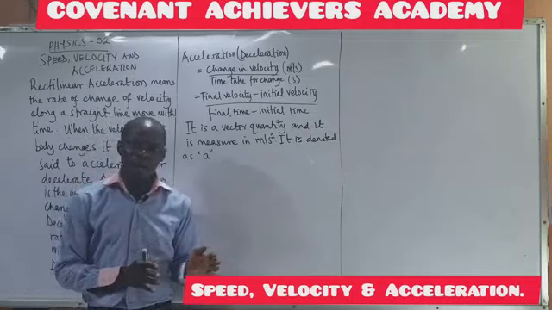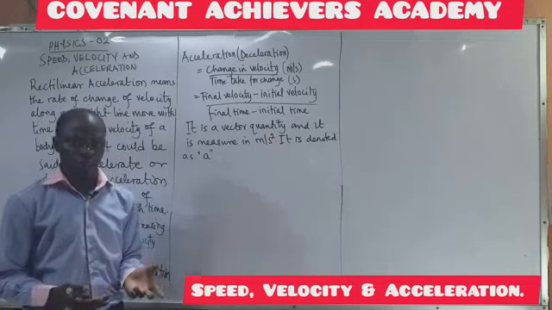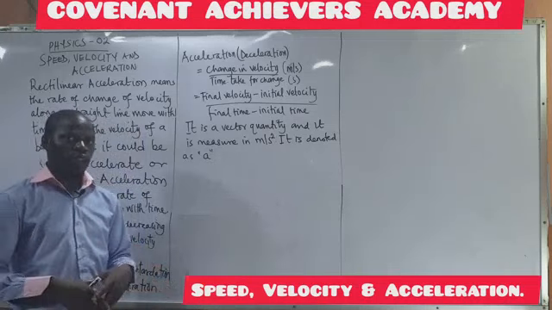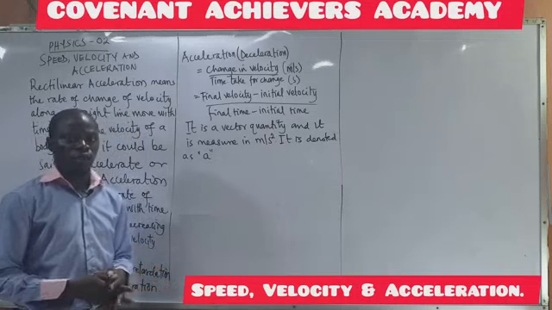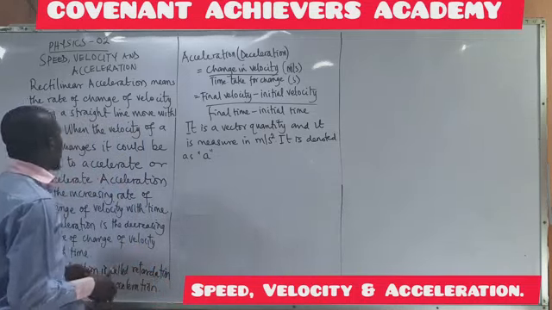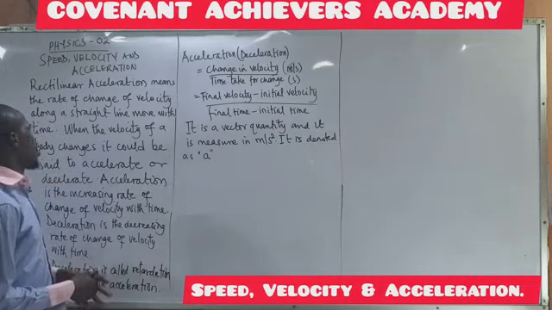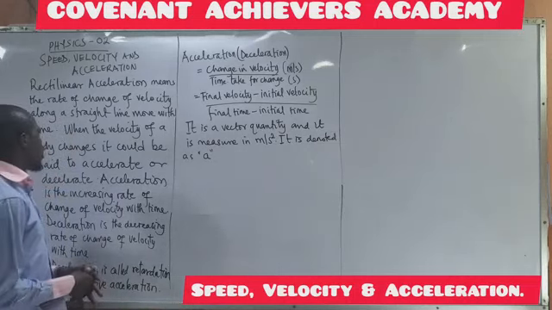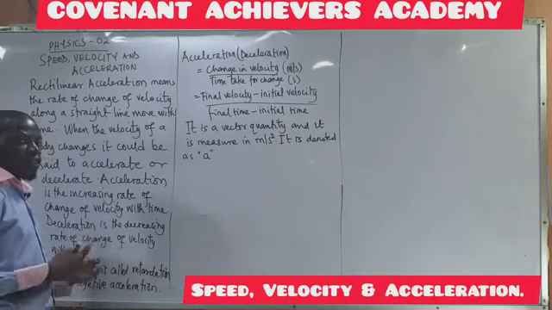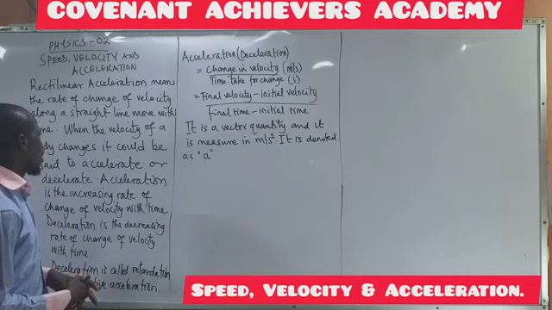But when you have a decrease in velocity, it is referred to as deceleration, or we call it negative acceleration, or it can simply be referred to as retardation. Just like what we have here, rectilinear acceleration means the rate of change of velocity along a straight line with time. That means when velocity changes along a straight line with time, it is referred to as rectilinear acceleration.